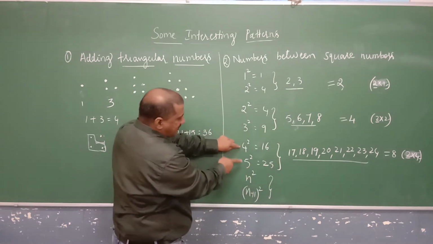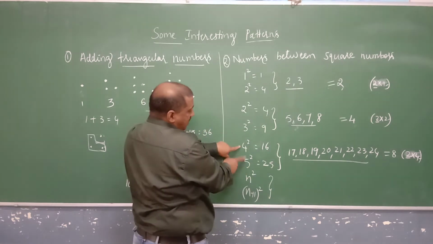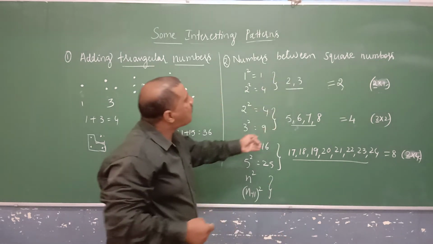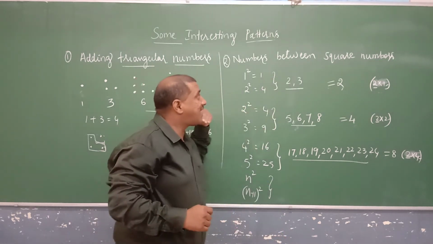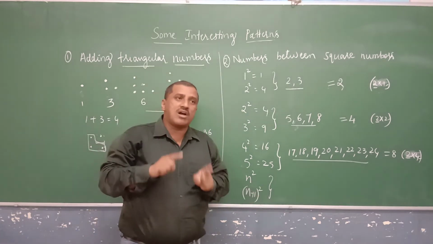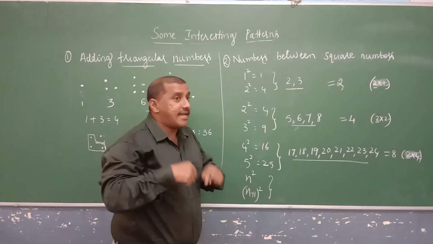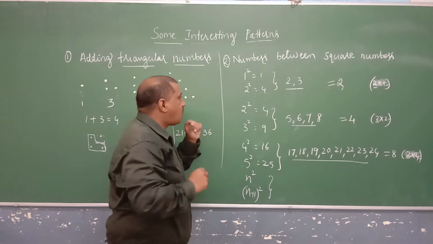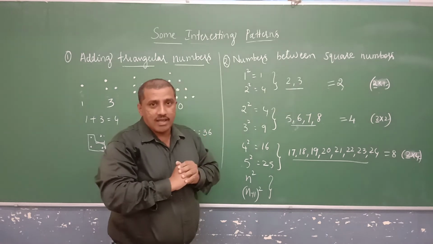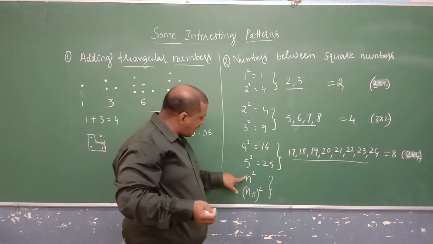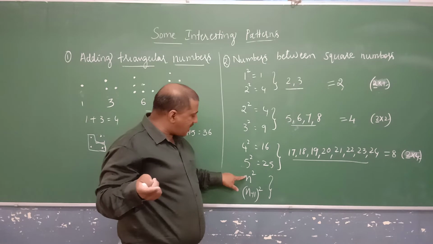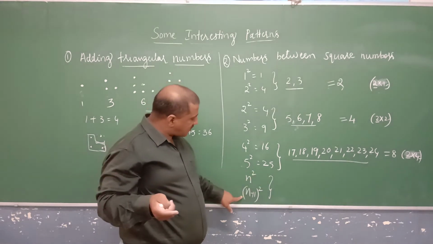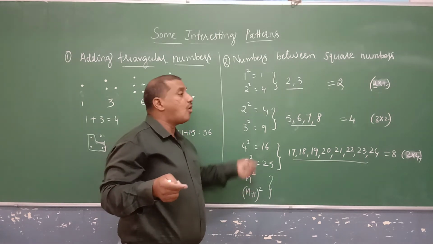4 is the first number in these two numbers, 4 square and 5 square. So from this what we can conclude: how many non-square numbers are there between two consecutive square numbers? It is double the first natural number for which we have chosen the square. Let the first natural number be n, and the successive natural number be n plus 1. Their squares are n square and (n plus 1) whole square.